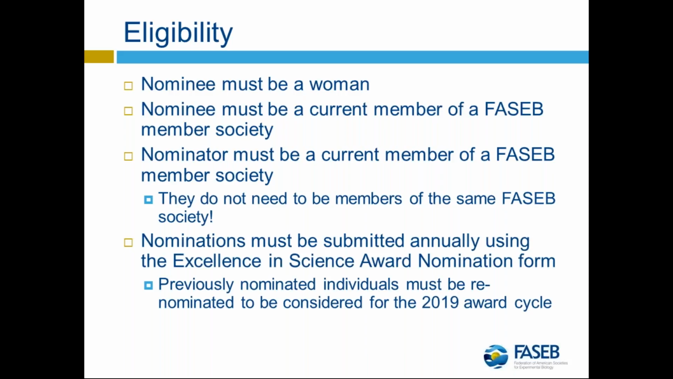Nominations must be submitted annually using the Excellence in Science Award nomination form. This is a common question. I was nominated last year. Do I have to submit my forms again? Yes. Every year the nomination cycle starts over. So even if you were previously nominated or you nominated someone in the past, you must renominate them and provide the updated documentation for them to be considered in the 2019 award cycle.